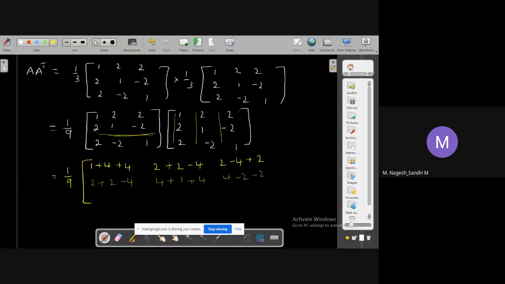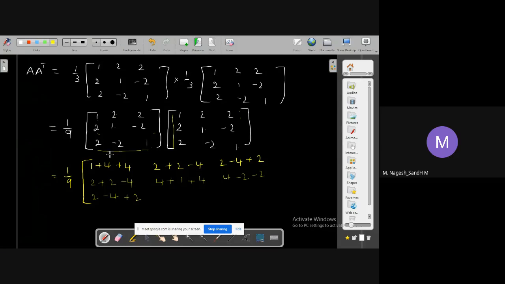Next we'll come to the third row. To avoid confusion, I'll erase this. Wait a minute. If anybody doesn't know matrix multiplication, you can learn from here. Next, third row into first column. 2 ones are 2. Minus 2 into 2, minus 4. Next, 1 into 2, 2.